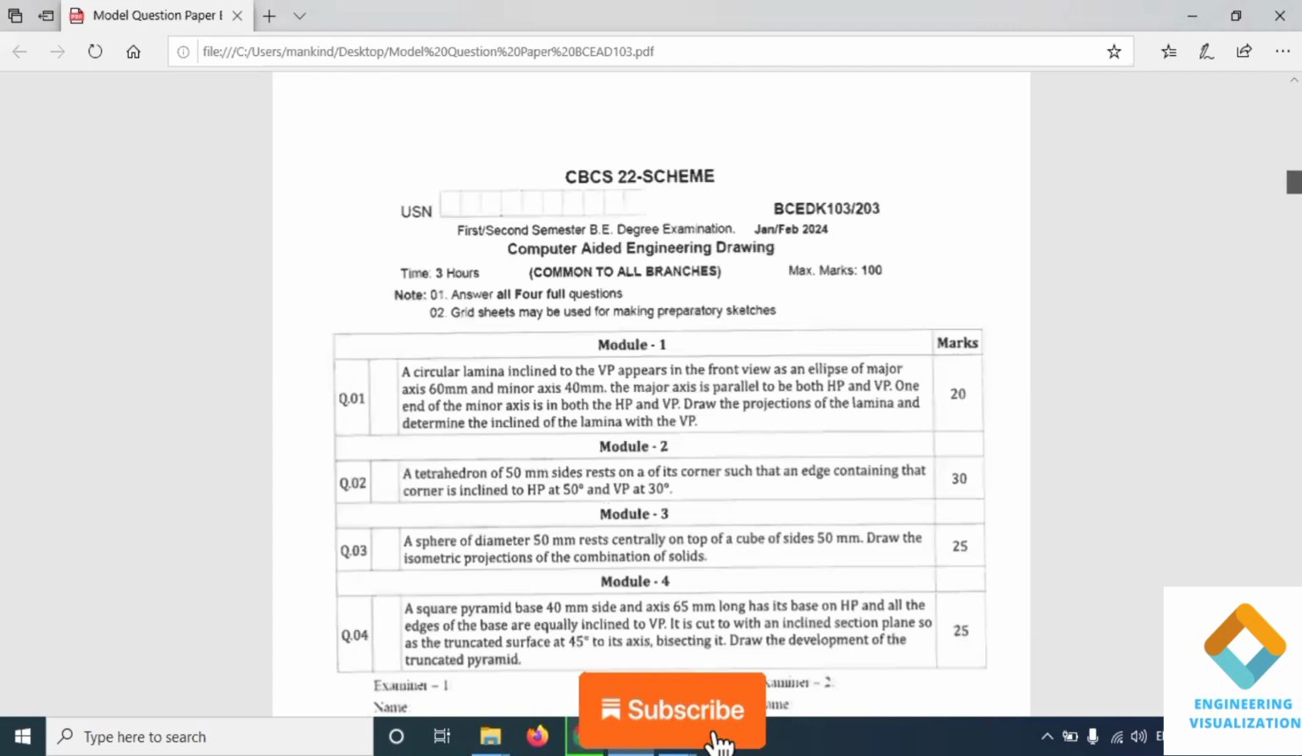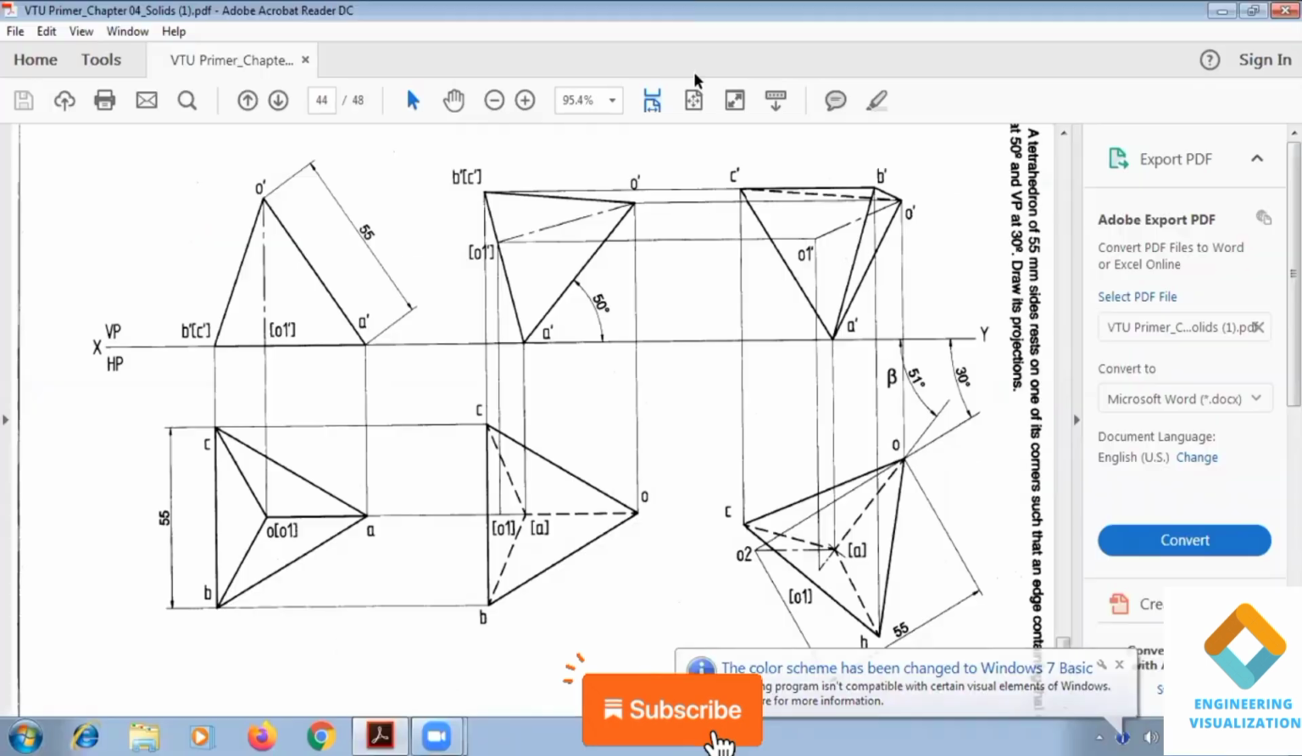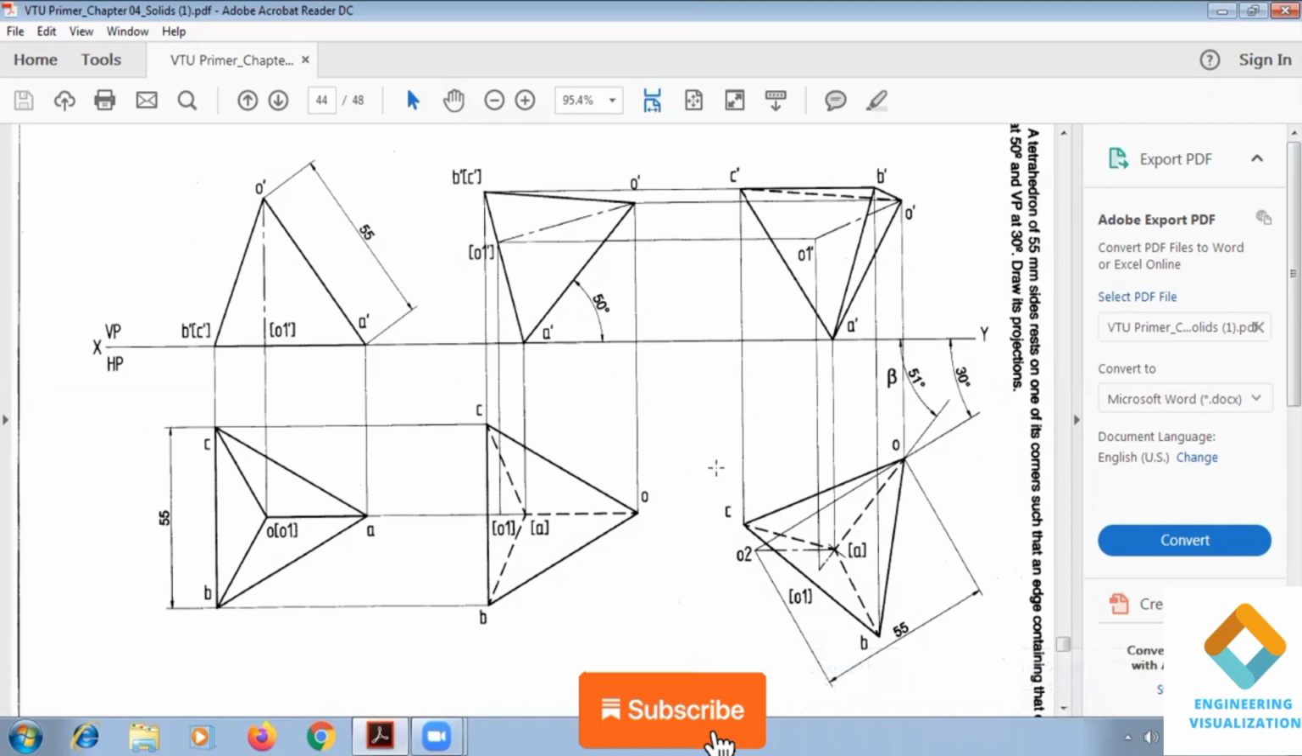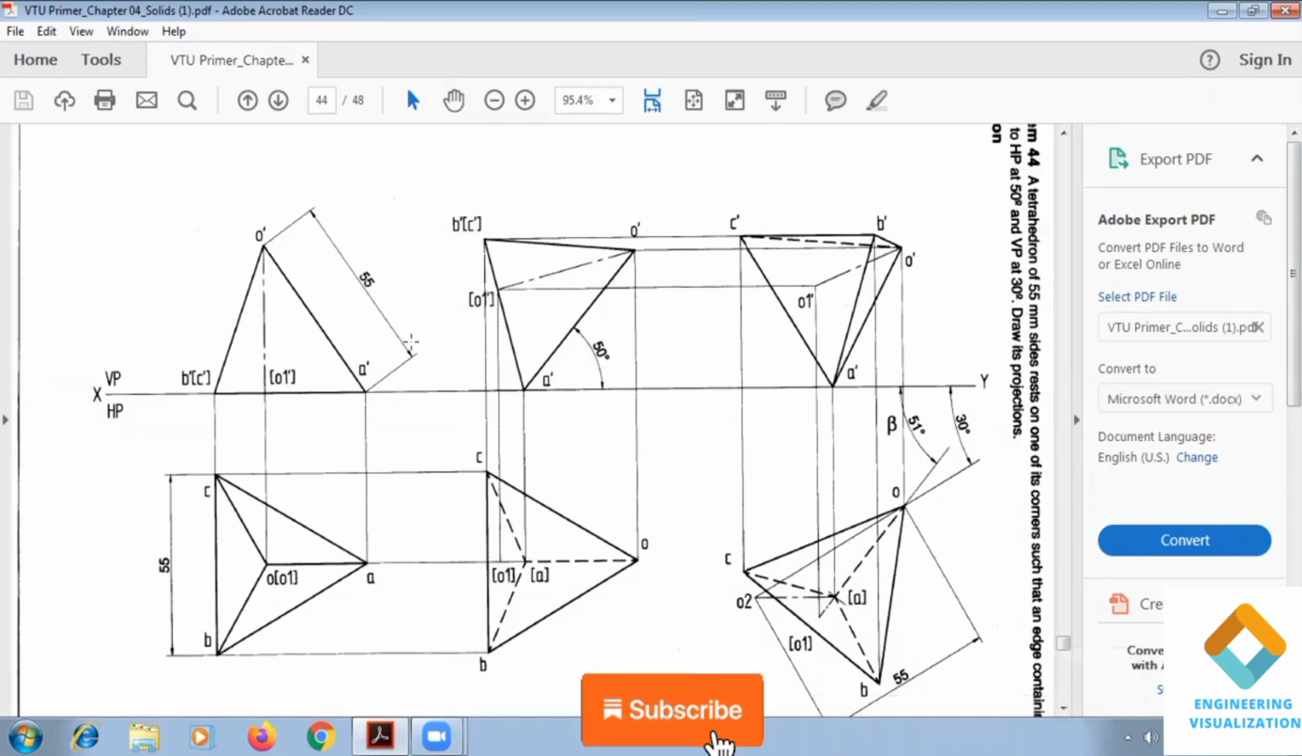A tetrahedron of 50 side rests on one of its corners, such that the edge containing that corner is inclined to HP at 50 degrees and VP at 30 degrees. This is one of the special types of problem. I have taken the same problem from the solution book, and we need to construct it in the solid software just like this. For reference I have taken it like this, so it will be easier for me to construct.